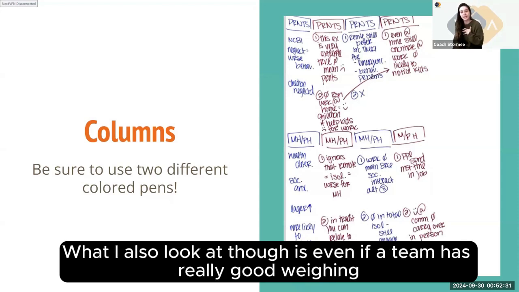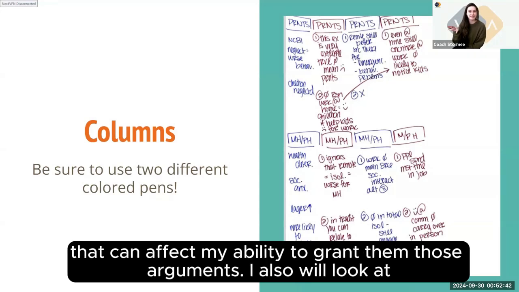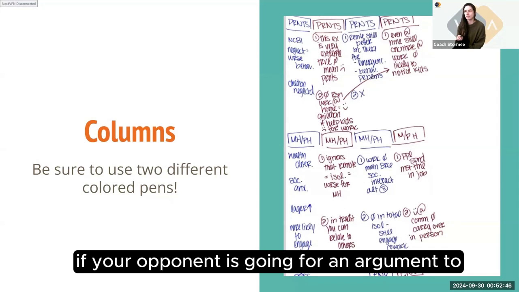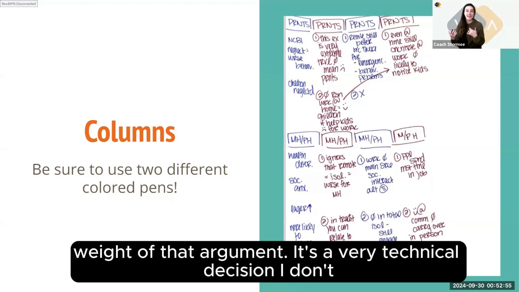So that's the first thing that judges usually look at: what is the weighing in the debate. What I also look at, though, is even if a team has really good weighing in the debate, if that analysis was not in every speech of the debate, that can affect my ability to grant them those arguments. I also will look at, if your opponent is going for an argument to take out your case and you never responded to that argument, I will give them full weight of that argument.